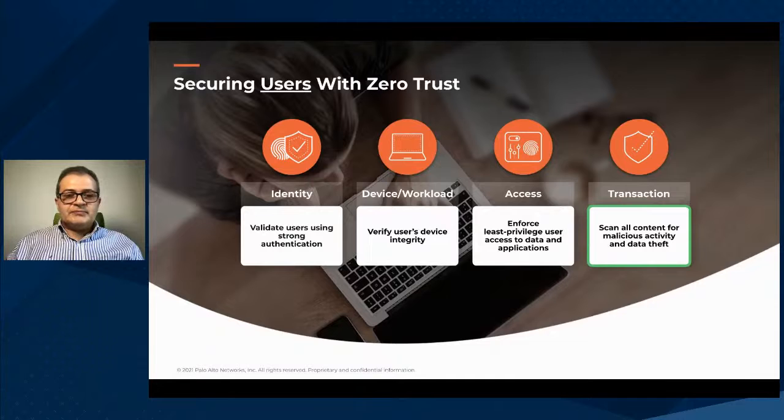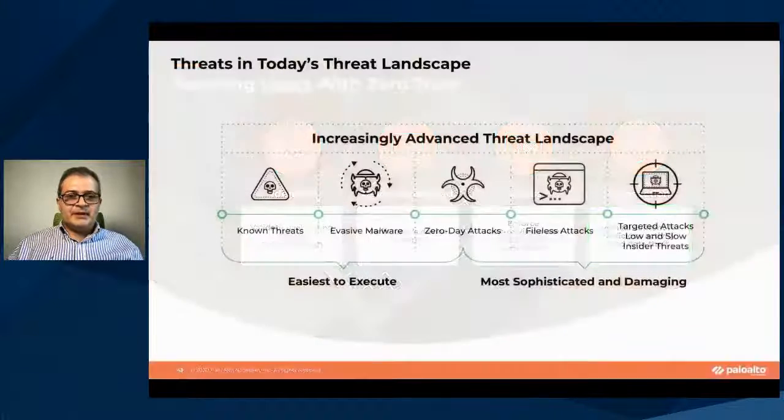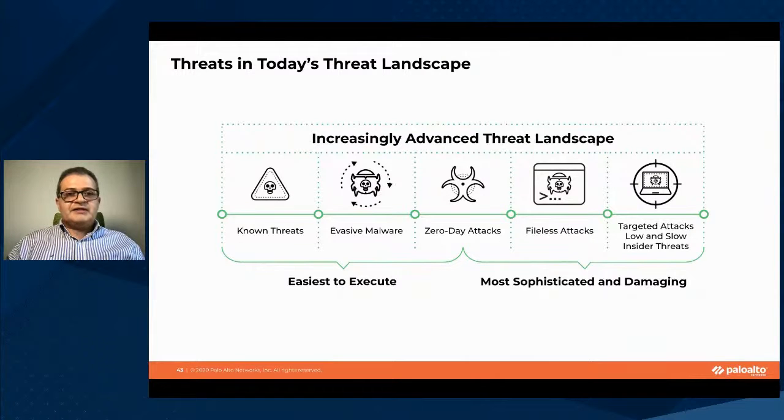So how do we do that? Well, it is essential that we scan all content that is being transmitted to the network and sent back from the network for any malicious activity and data theft within these transactions. Now, if we look at the threat landscape as far as transactions are concerned, there are multiple components, and things are becoming more and more sophisticated. Starting from the easiest are the known threats. We can scan all of these transactions, identify that this is a known threat, and immediately block it. This is very easy to implement.